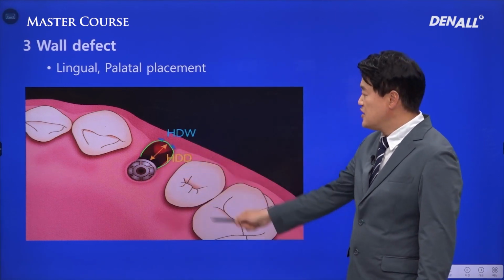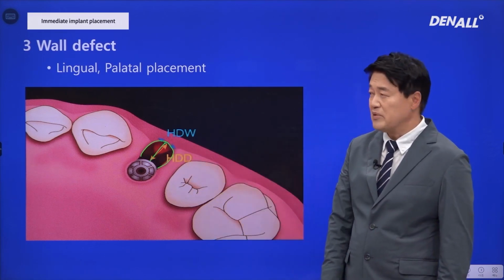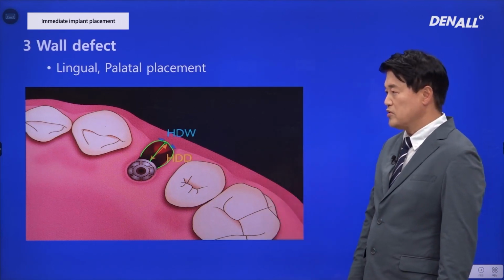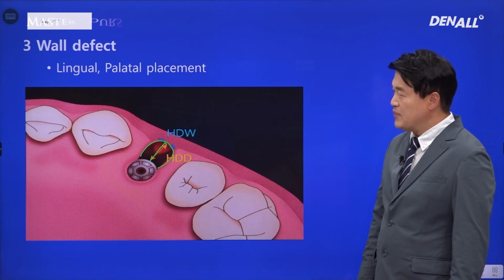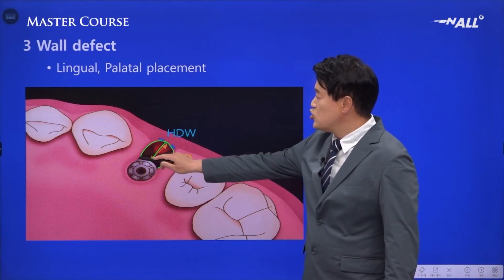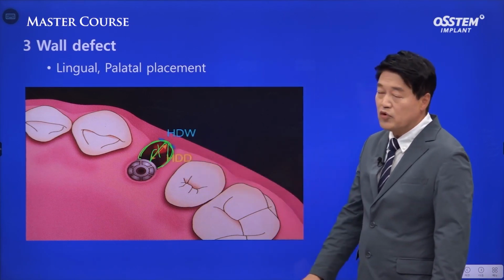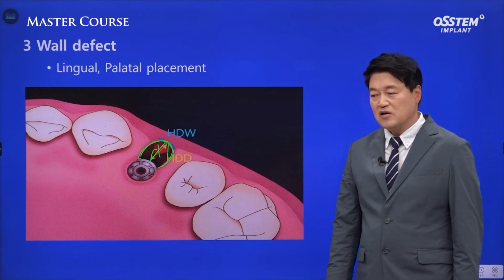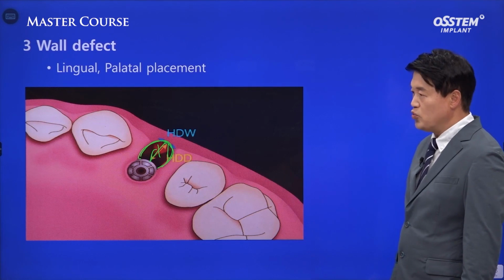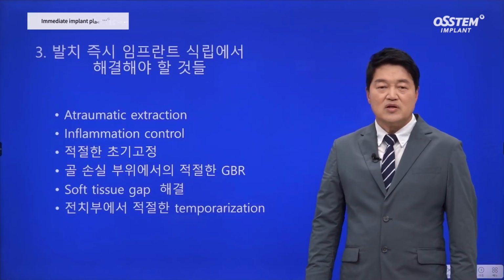If it is placed too buccally, then it will be a 1-wall defect. Then, clinically, we will not be able to get good results. Therefore, in the case of immediate implant placement, you need to place it towards the lingual and palatal area to make sufficient gap here and do GBR so that buccal bone can be formed nicely. This study really highlighted that point.